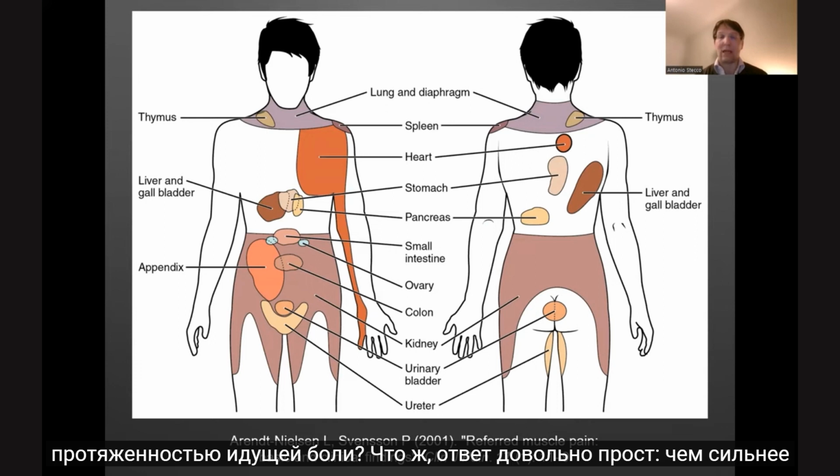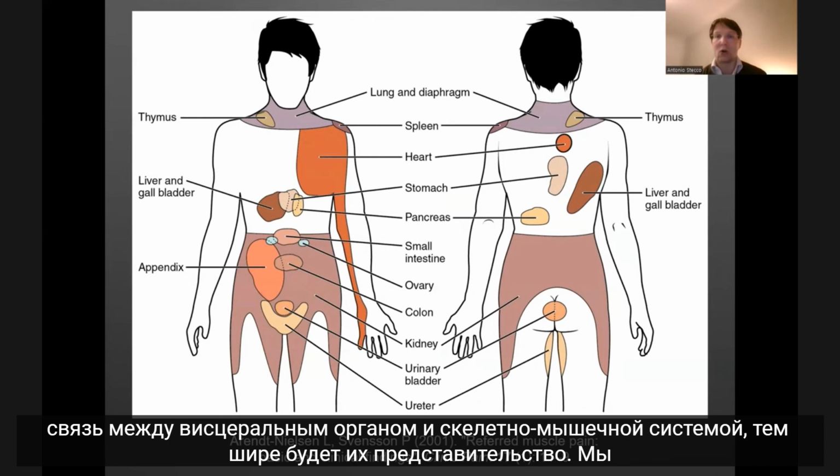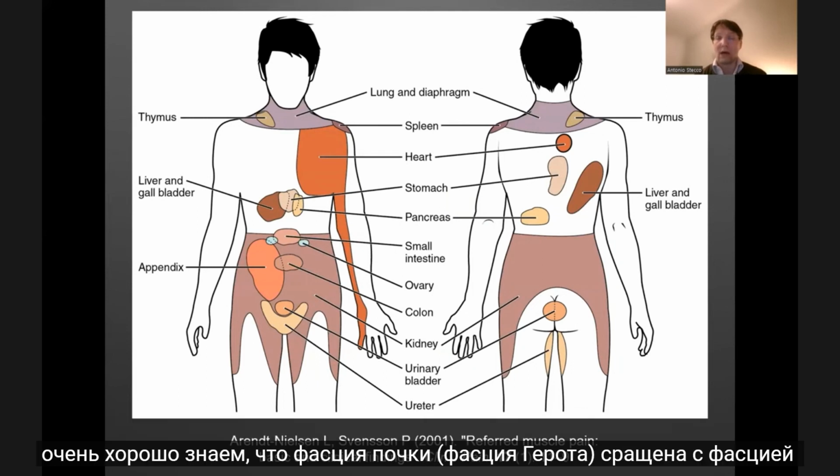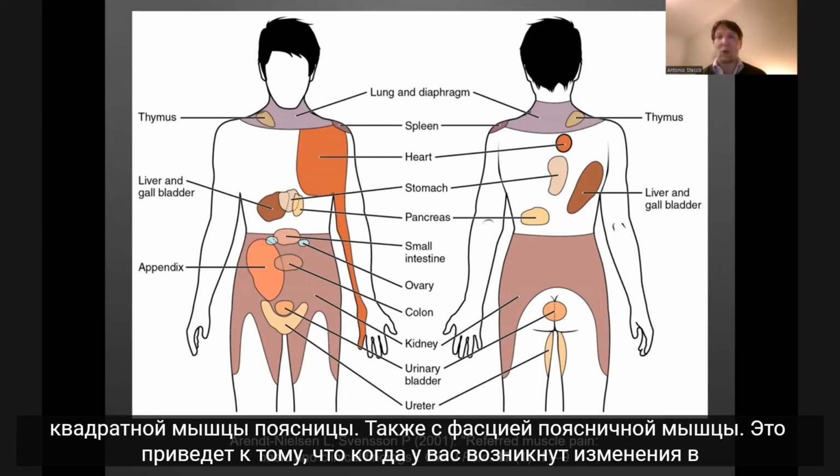Well, the answer is pretty easy. The stronger the connection between the visceral organ and the musculoskeletal system, the wider the representation will be. We know very well that the fascia of the kidney, the Gerota fascia, is fused with the fascia of the quadratus lumborum and with the fascia of the psoas.